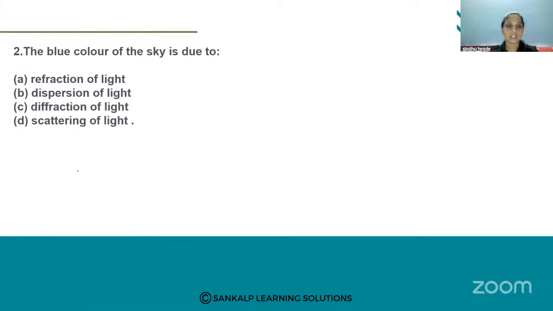Okay, well, next, second one: the blue color of the sky is due to. So which phenomenon causes the blue color of the sky? Refraction of light, dispersion of light, diffraction of light, or scattering of light. We know that, as I told, the sky appears blue, the main reason is scattering of light. Here the scattering of light takes place through the atmosphere.